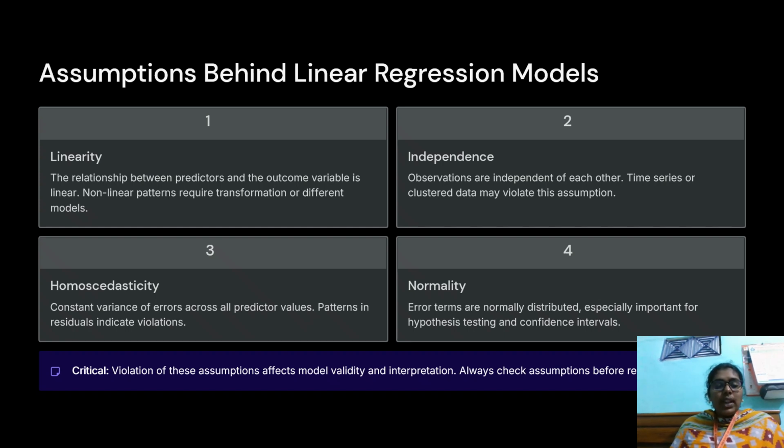Homoscedasticity means constant variance of the errors across all the predictor values, and patterns in the residuals indicate violations. Normality means error terms are normally distributed, especially important for hypothesis testing and confidence intervals.